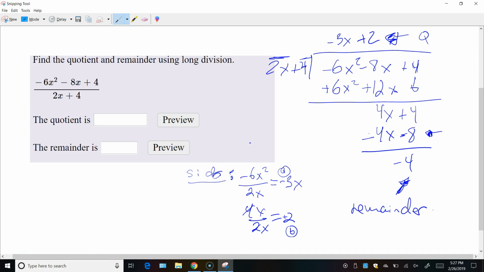So now, in the box that says quotient, you put the Q from the top of the division. So that's negative 3x plus 2. And in the bottom, you put the negative 4 from the remainder. So that goes into this box, negative 4. And that completes the problem.